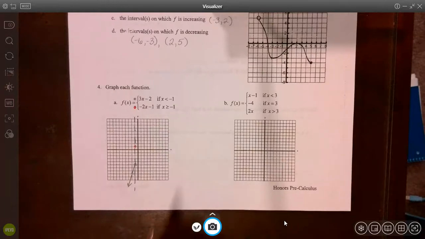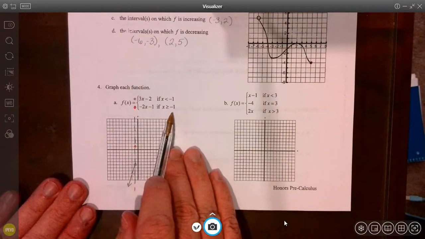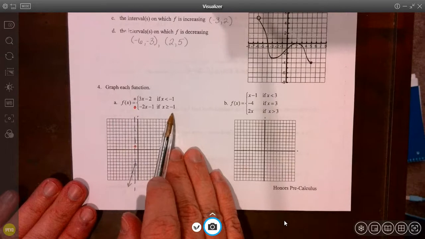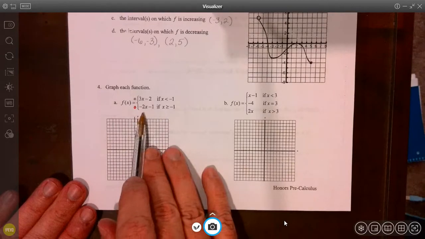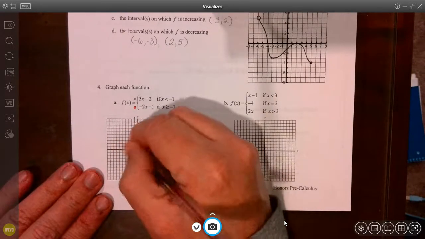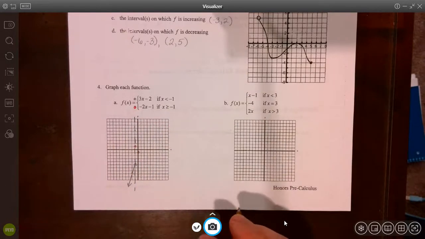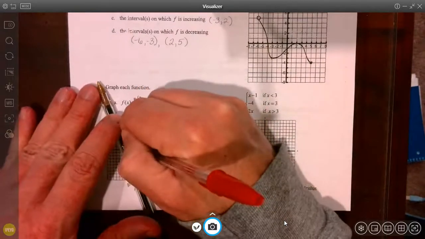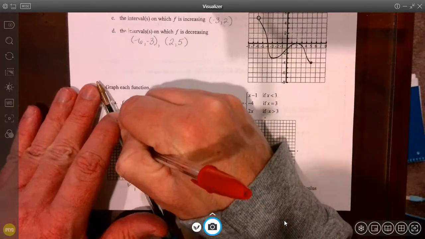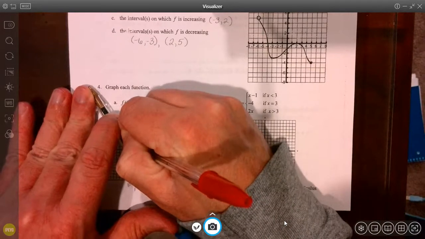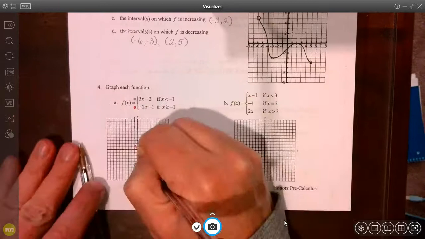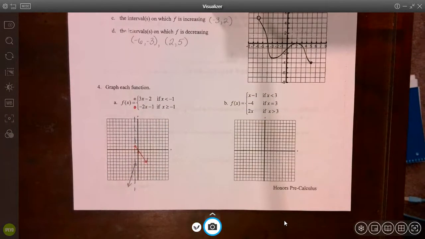I can pick any x value I want greater than -1. 0 is a nice, easy one to pick. If I plug in 0 here, we get -1. We have 2 points. That is sufficient for a line. And there we go. And that's it. We are done. All right.